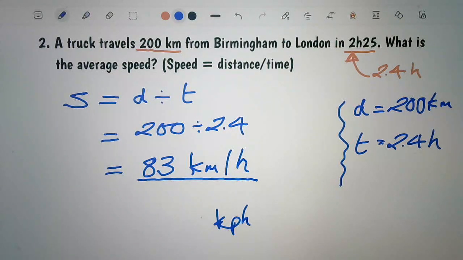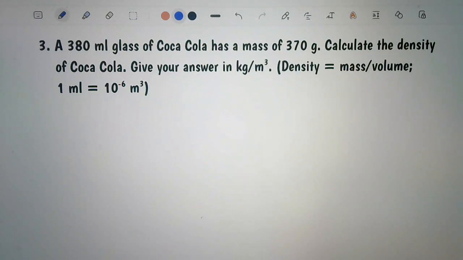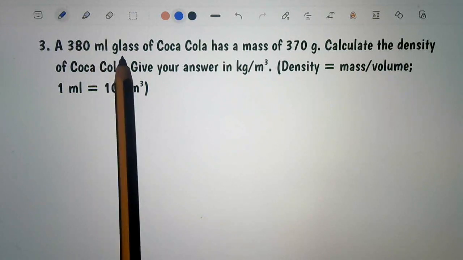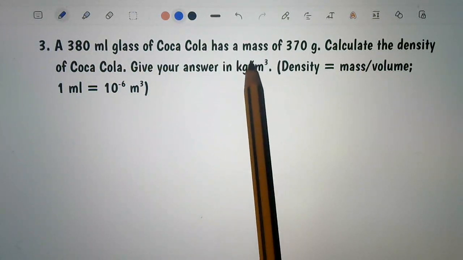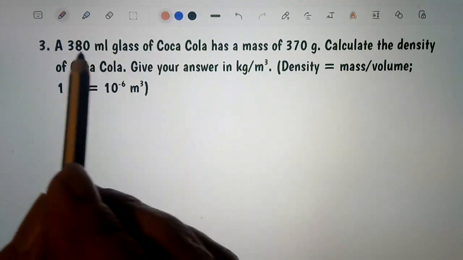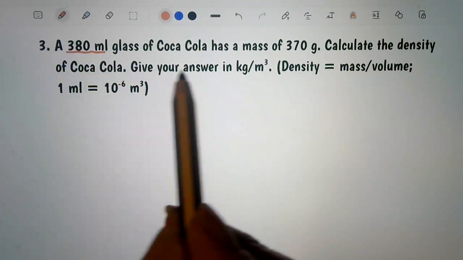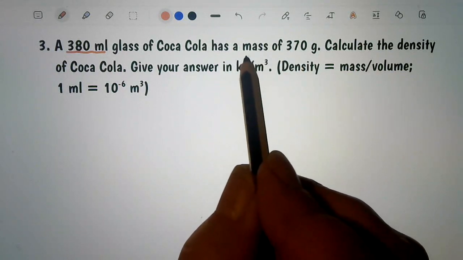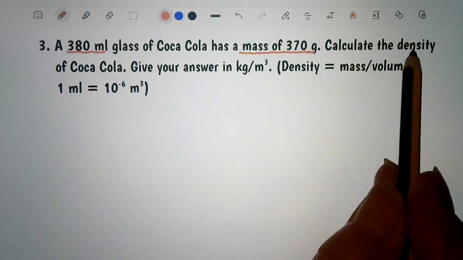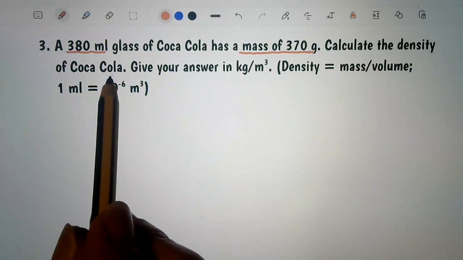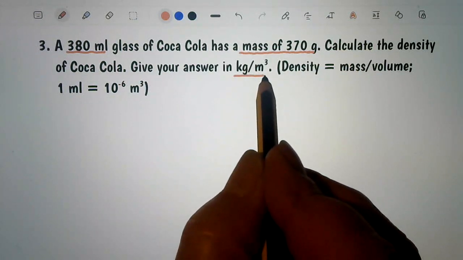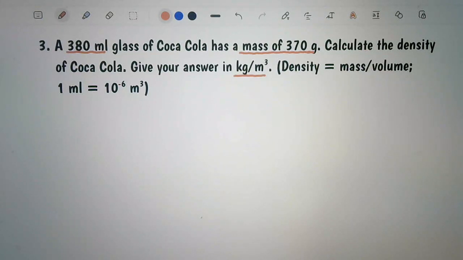Right, let's just have a look at one more. Okay, last one here. So a 380ml glass of Coca-Cola has a mass of 370 grams, and it says calculate the density of Coca-Cola. Give your answer in kilograms per metre cubed.